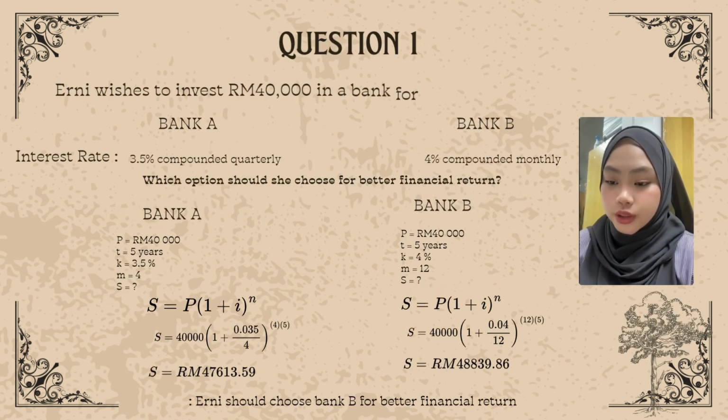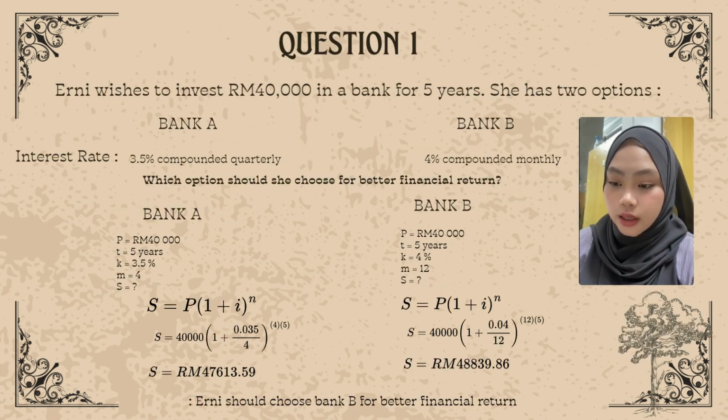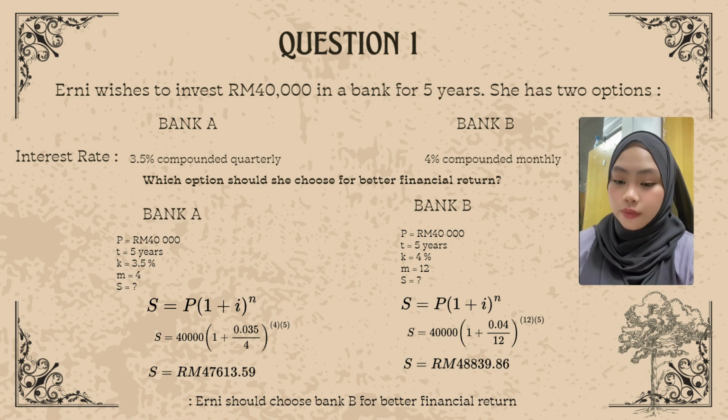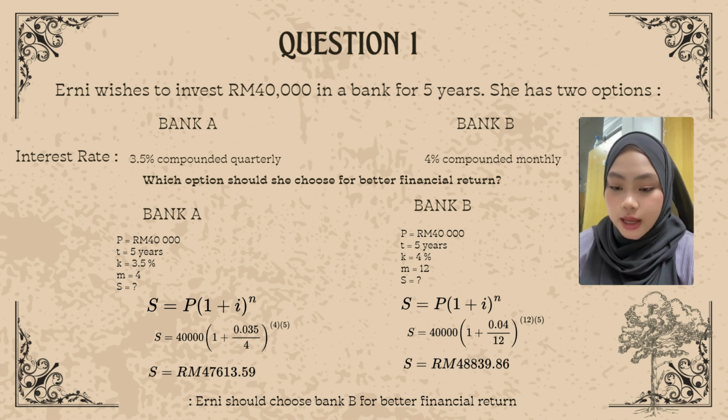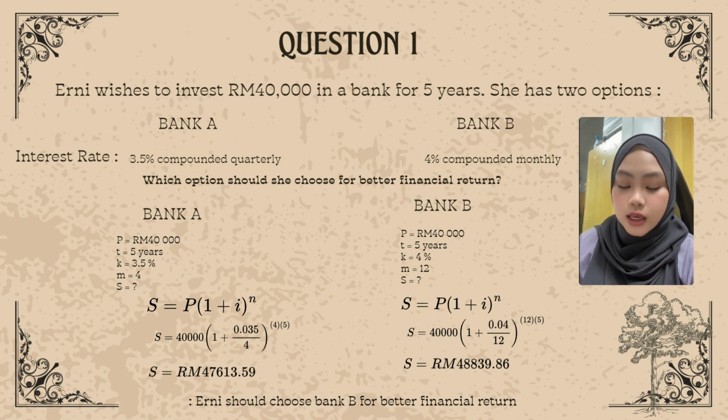Okay, to solve these questions, we start by identifying the information for Bank A. The principal amount is Ringgit Malaysia 40,000 and the interest rate is 3.5% per year. It is compounded 4 times a year and the duration is 5 years. Using the compound interest formula, which is S equals P open bracket 1 plus i close bracket to the power n.